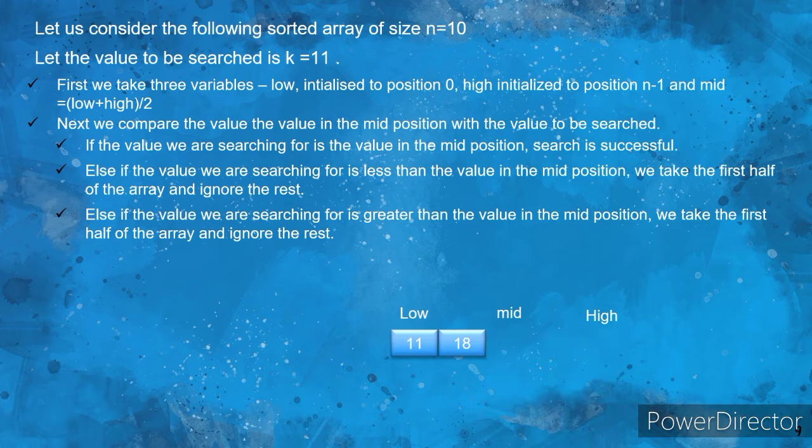So the second part will be removed and high will relocate to mid minus 1, the position ahead of the mid. So now we have low plus high by 2. Mid will change and it will go to where low is. Now you can see that the target value is the value in the mid position. So our search is successful.